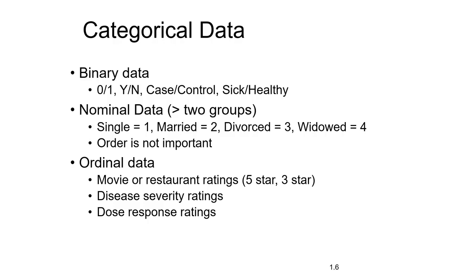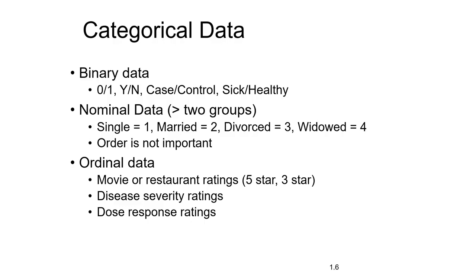In other cases, we can look at more categories, nominal data or named data. Typically we use that when there are 2 or more groups, usually more than 2 groups. They could be social situations or status. In nominal data, there is no order. On the other hand, in ordinal data, there is order, and ordinal data is typically used in things like movie ratings or restaurant ratings. It's often used in things like disease or pain severity ratings or dose and response ratings.